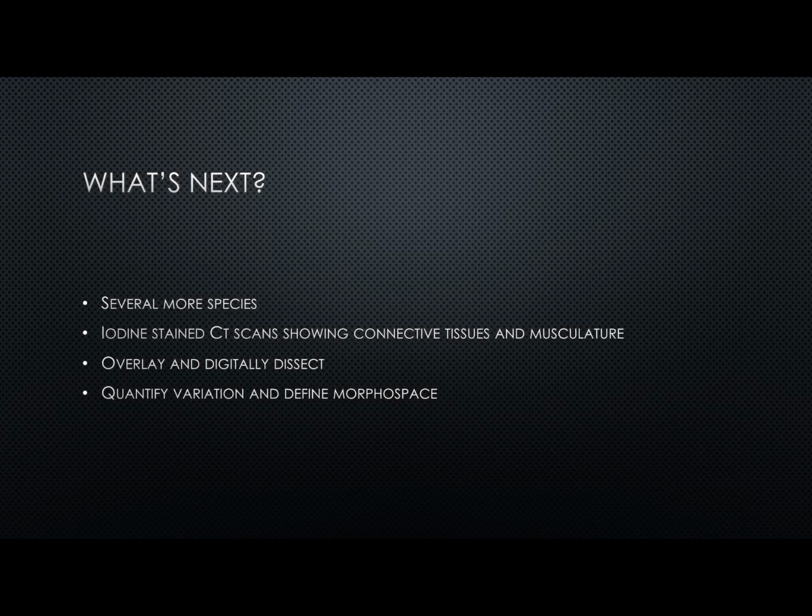Continuing the project, we have several more species that need to have 3D models created using the same methods. We'll soon have iodine-stained CAT scans that will enable us to see all of the connective tissues. The musculature and connective tissues will be overlaid with the bony pelvis and then digitally dissected. Eventually, we'll be able to quantify the variation amongst the pelvises and actually be able to define their different morphospaces.